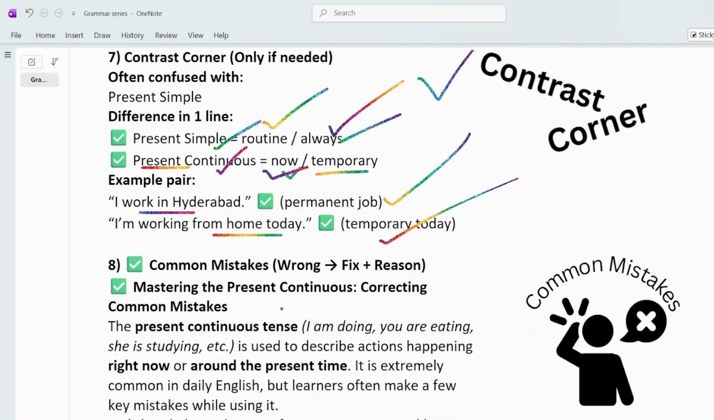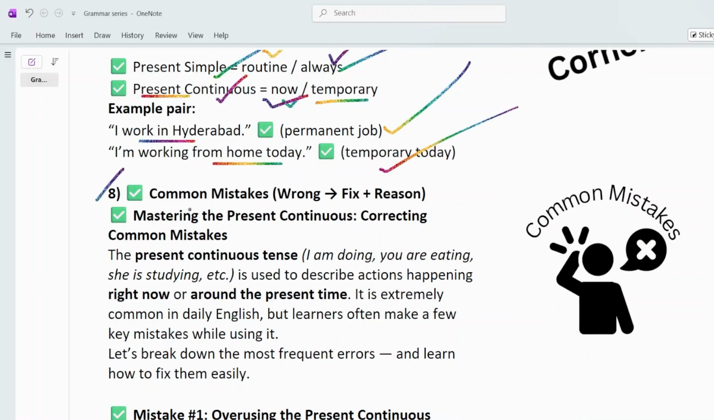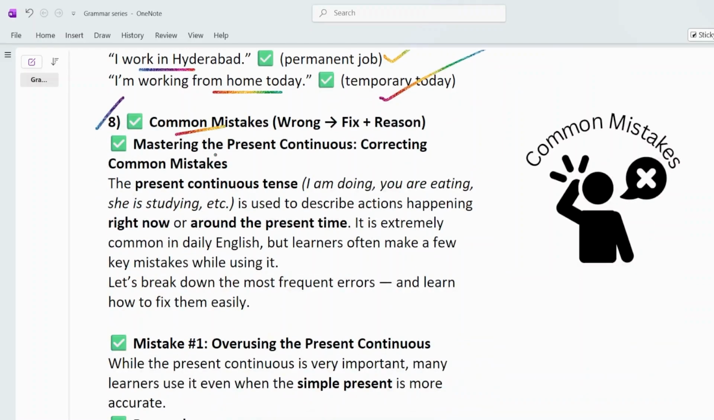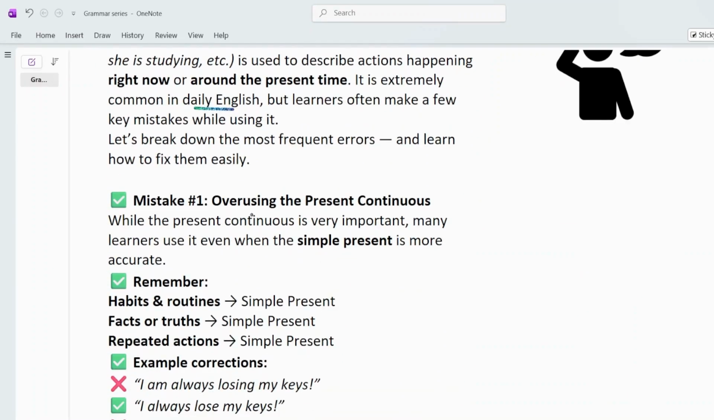Okay, great. Now, let's look at the most important section for today. Those are your common mistakes, guys. Common mistakes are something that I really am interested to share with you guys, because it's extremely common that in daily English, learners often make a few key mistakes while using this particular tense. Why? Let's see. The mistake number one, as you can see, is overusing the present continuous tense. Many learners use continuous everywhere, but continuous is not for routine. Please remember that. For routine, you use only simple present.